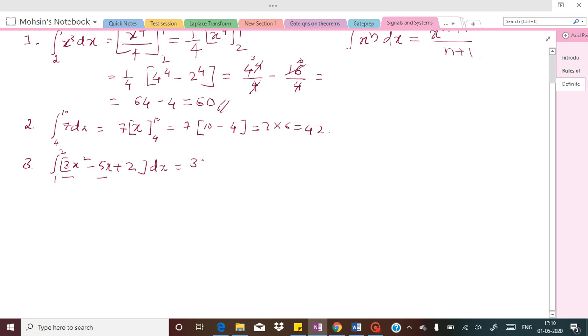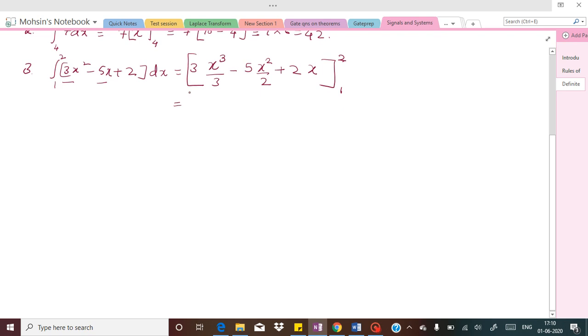For the first term, 3 is a constant, and the integration of x² is x³ by 3, and the limits 1 to 2 we will write later. The next is 5x, whose integration is 5x² divided by 2, because the integration of x is x² divided by 2. Then the constant 2 times x. This is what we get, with limits 1 to 2. Now we can substitute the limits and get the simplified answer.